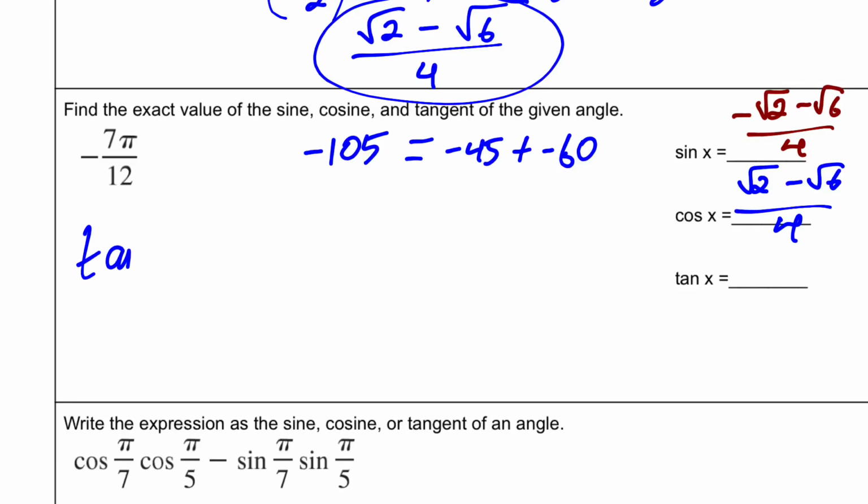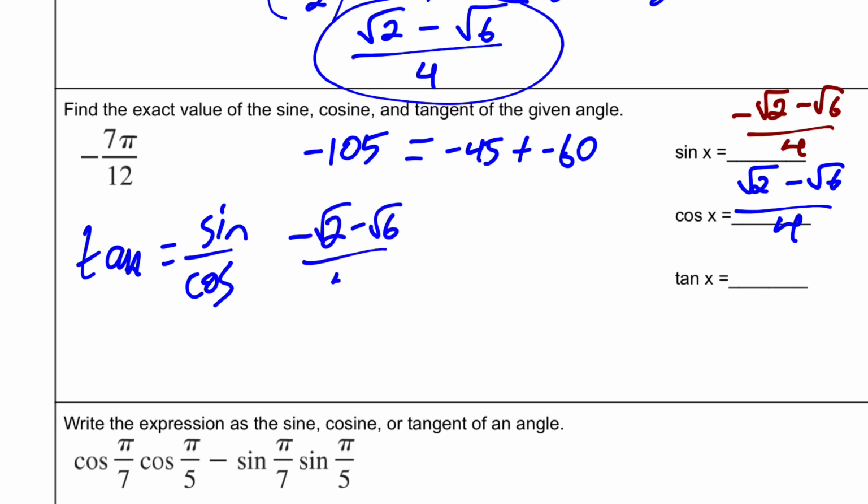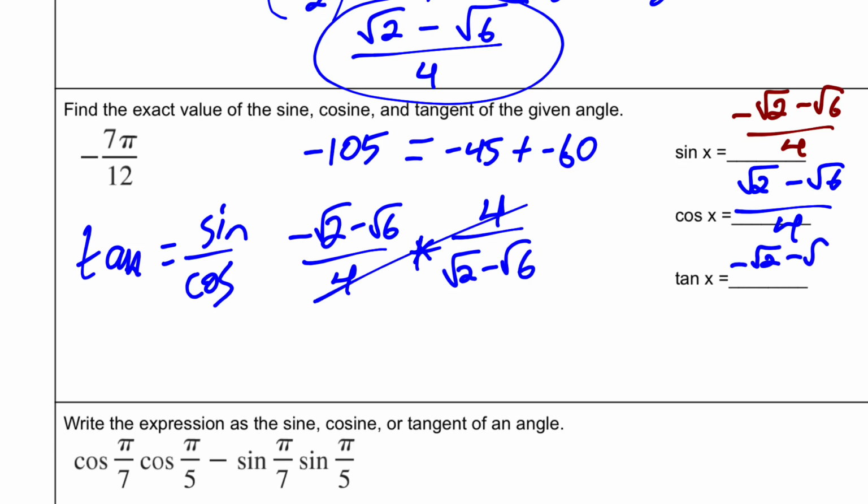Remember that tangent is equal to sine over cos. So if I think about that as sine divided by cos, I can take my sine, which is this, and multiply by the reciprocal, which is this. The 4's go away, and my tangent answer is negative root 2 minus root 6 all over root 2 minus root 6. And none of those cancel out.